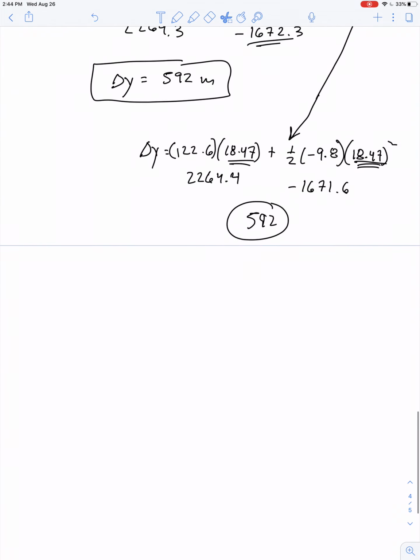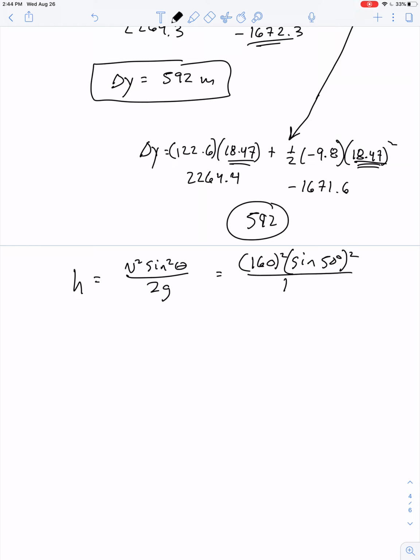So the maximum height, well, there's just a formula for that, okay? Maximum height is equal to v squared sine squared theta over 2g. So this is 160 squared times the sine of 50 degrees, all squared, divided by 19.6.